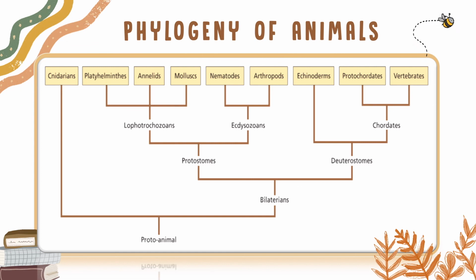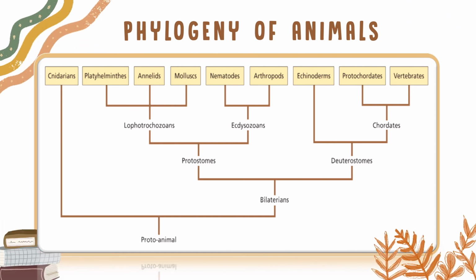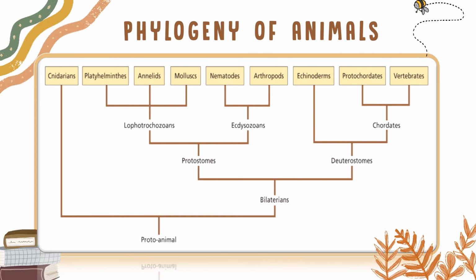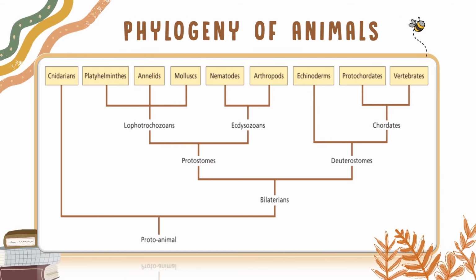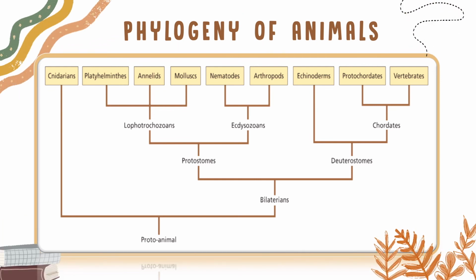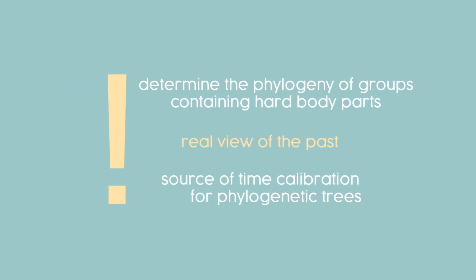This figure shows a modern consensus phylogenetic tree for a few of the most important animal groups. Because of the lack of morphological characters in common between the adult animals of different phyla, information from embryos and larvae has traditionally been used to attempt to draw up the phylogenetic tree. The fossil record is often used to determine the phylogeny of groups containing hard body parts. It provides us a real view of the past, and it is the only source of time calibration for phylogenetic trees.